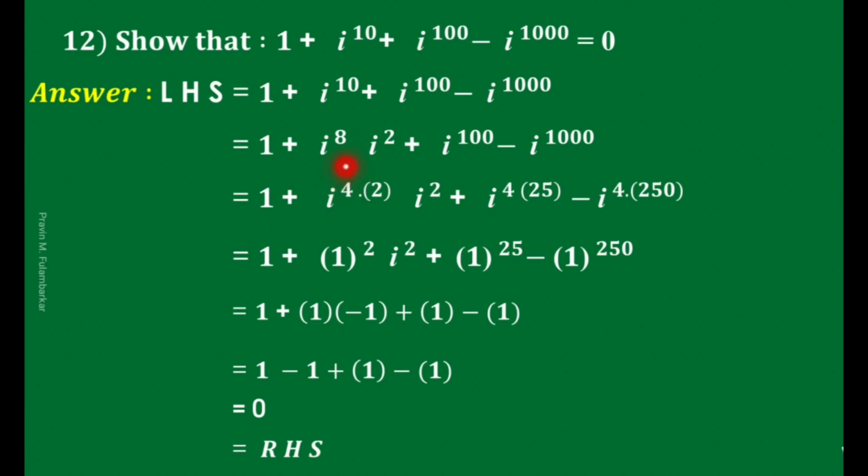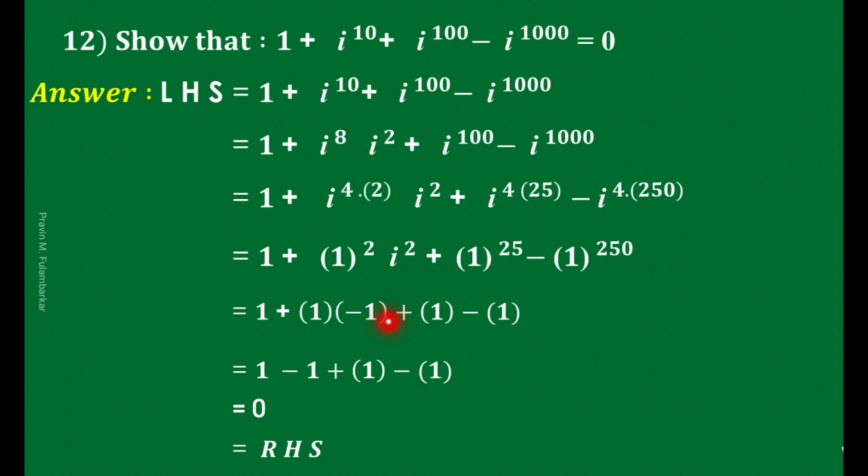In the next step, i raised to the power 8 as i raised to the power 4 into 2, and i square as it is. We split up 100 into factors 4 into 25 and 1000 into factors 4 into 250, so we write in the form a raised to the power m raised to the power n. So 1 as it is plus we write i raised to the power 4 as 1, squared, and i square as it is. i raised to the power 4 as 1 raised to the power 25. Here also we write i raised to the power 4 raised to the power 250, so 1 raised to the power 250.